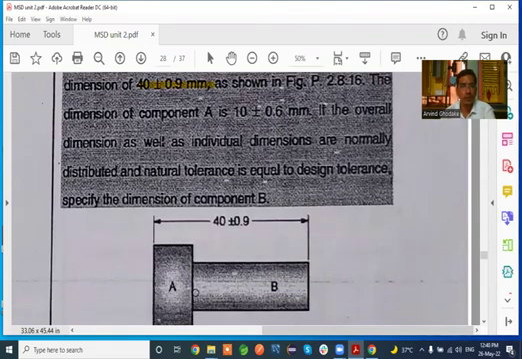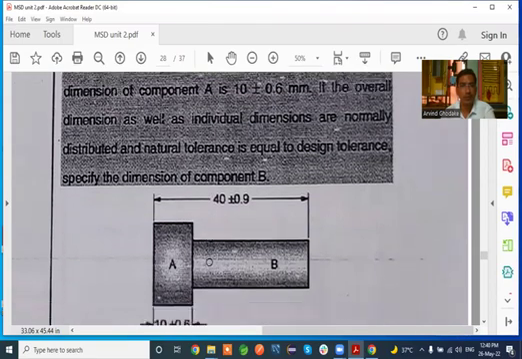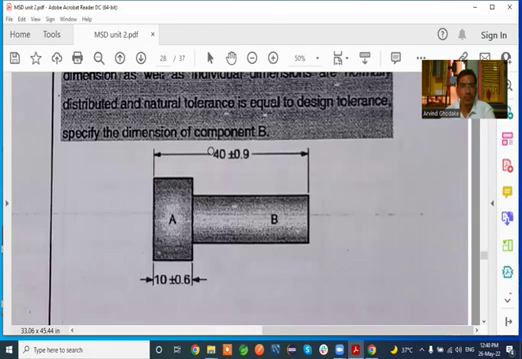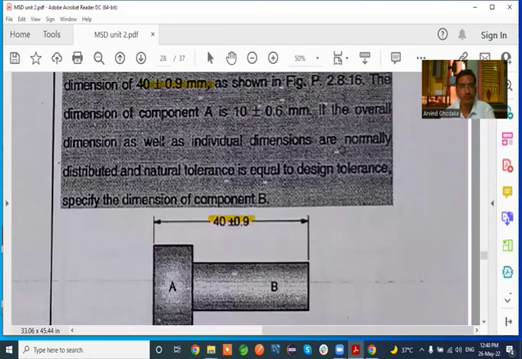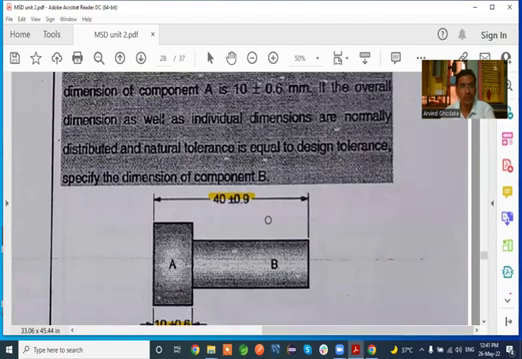So you can see the two components A and B are joined, assembled with the overall dimension of 40 plus minus 0.9. The dimension of component A is 10 plus minus 0.6 mm. So here the length of the component A is given as 10 plus minus 0.6, that will be either 10.6 or 9.4. So the tolerance is given as 0.6 mm.